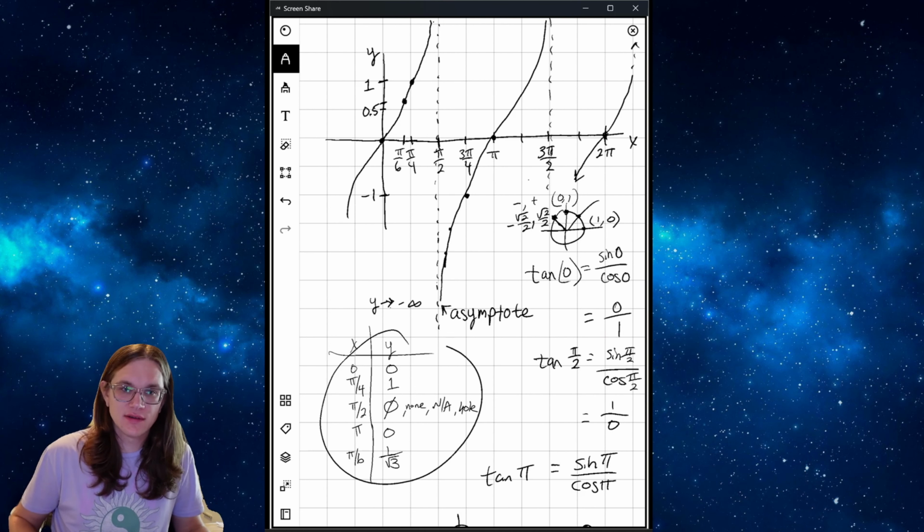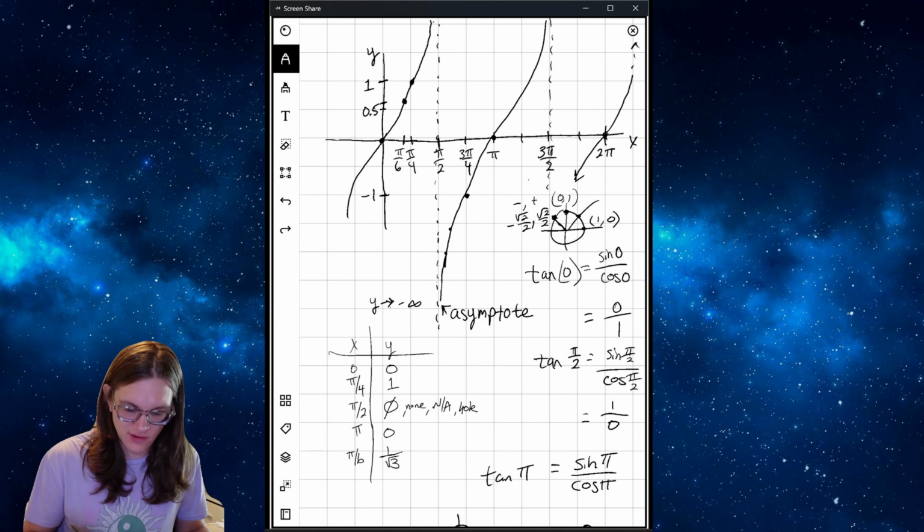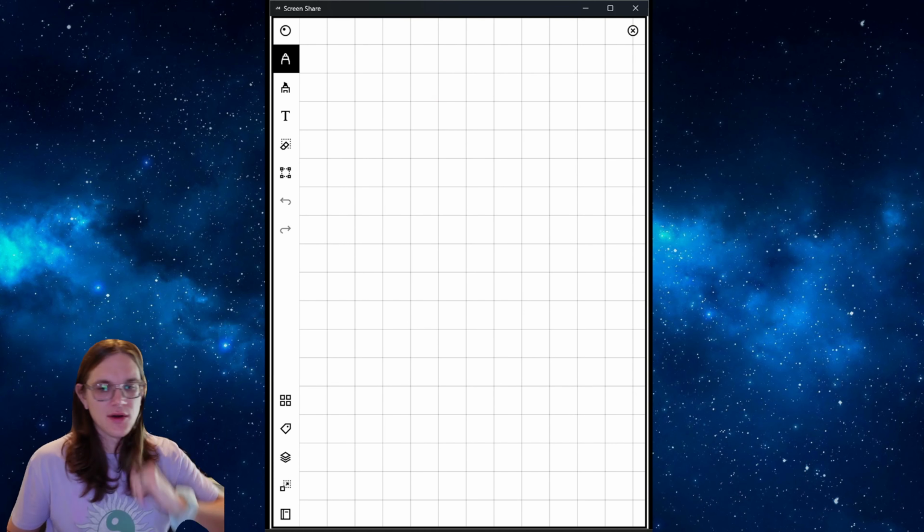You would just do this, say what it is at each of these points. The more points you add, the cleaner it's going to look, the more correct and accurate your graph is going to be. And so I want to do another one.